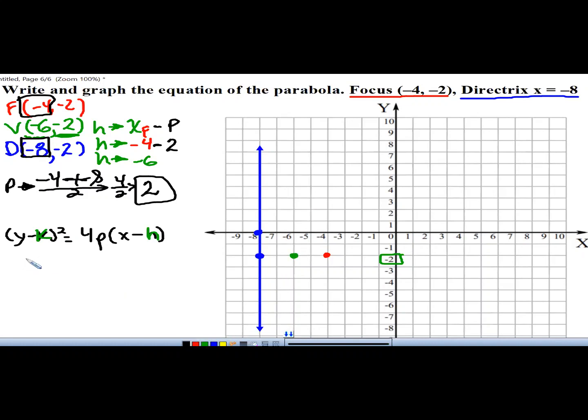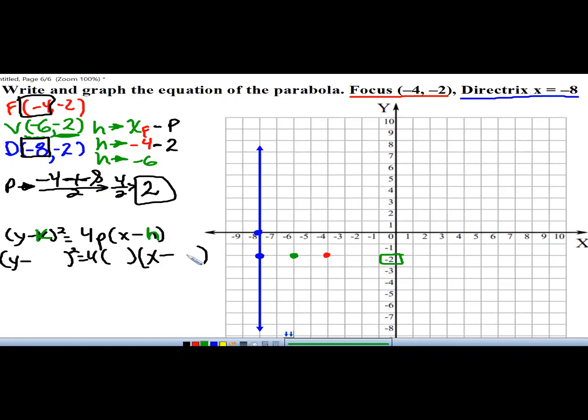All right, substitute our values. (y - empty space)^2 = 4(p)(x - empty space for h). Now, what did I tell you last time? Be careful with these when you do substitution, because some of you want to go faster than your brain, and some of you start substituting. Some of you write -6 right here, and that is incorrect.